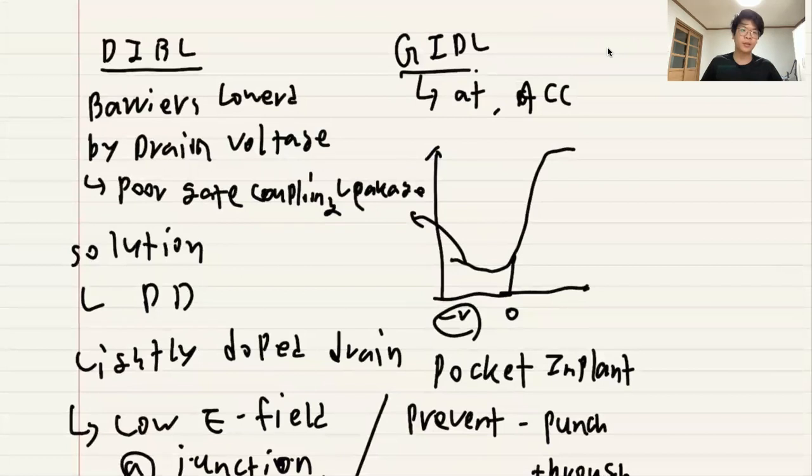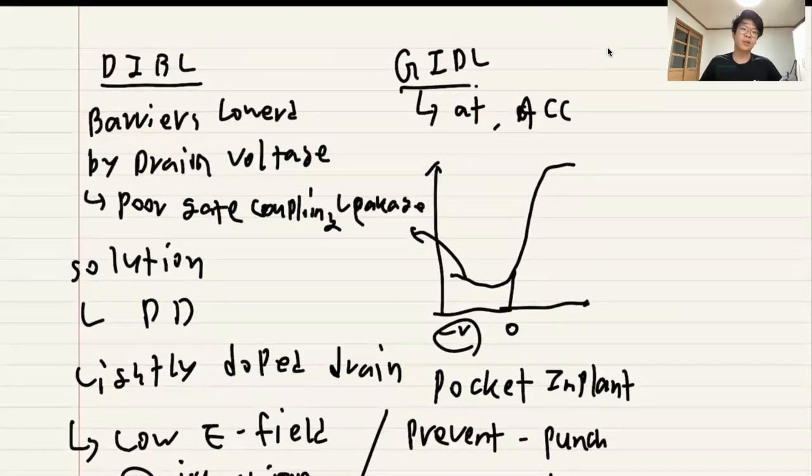And there are DIBL and GIDL. DIBL is drain-induced barrier lowering. So not depending on gate coupling, as drain voltage gets higher, then the source to drain leakage appears, which means a poor gate coupling.